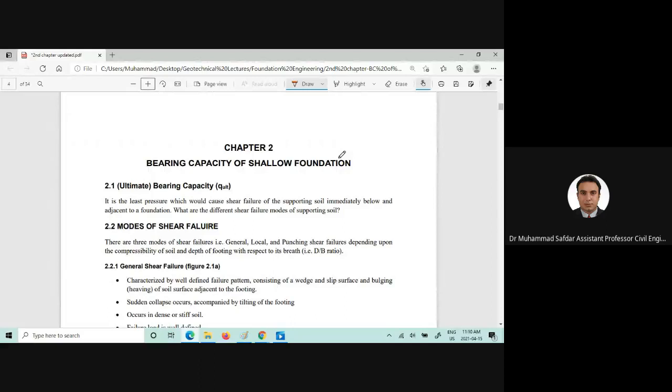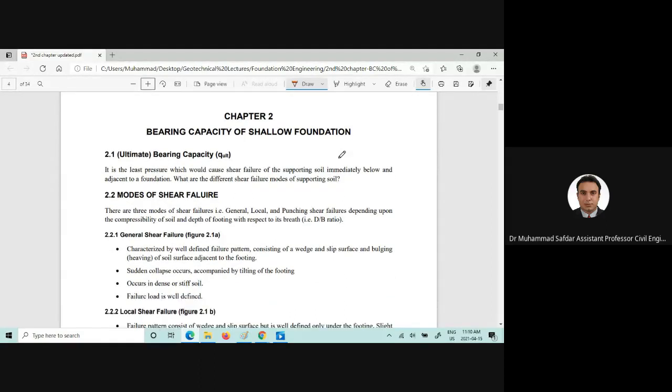Starting with the ultimate bearing capacity, which is Q ultimate, it is the least pressure which would cause shear failure of the supporting soil. And we already know that the foundation is designed based upon two failure criteria. One is the shear failure criterion, and the other one is the settlement failure criterion. So it's the least pressure which would cause the shear failure of the supporting soil. That is the ultimate bearing capacity.